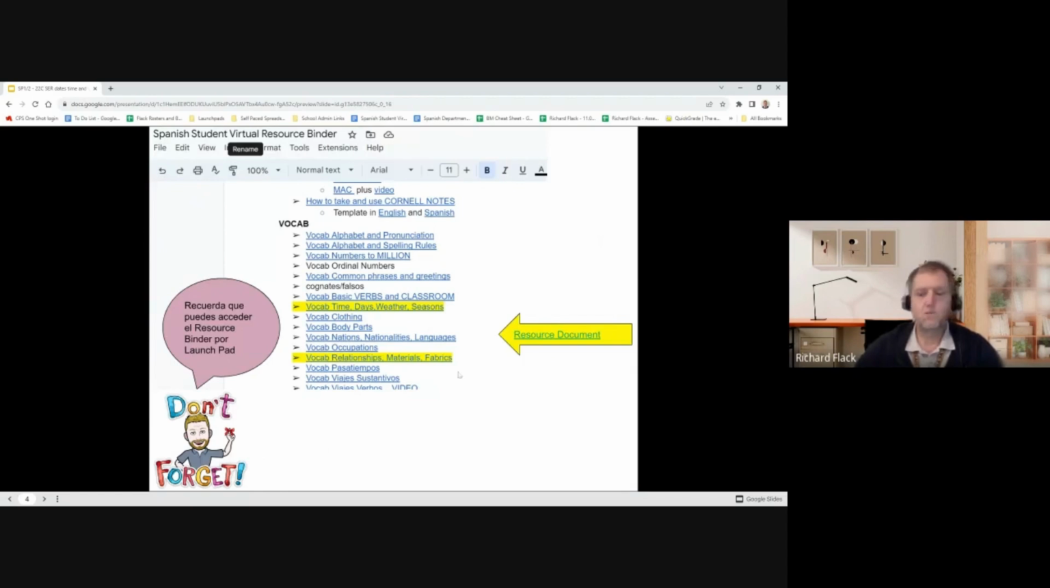Remember that the resources we'll be using today from your packet are available for you at home or anytime in your Spanish Student Virtual Resource Binder. Today, we will be working on time and dates, and also materials and fabrics from these two resources that are highlighted.